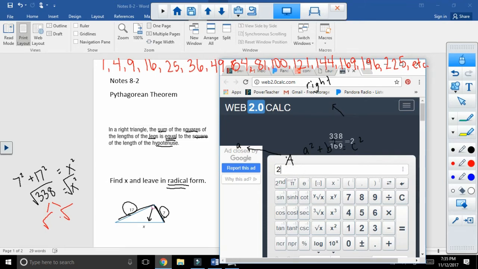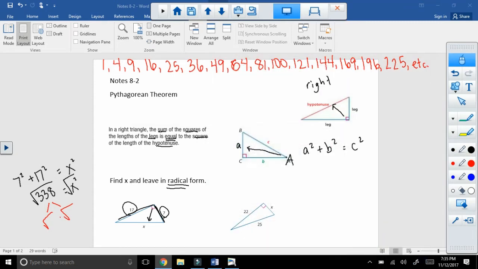169 does. So I would set this up to where I would write down that this is 169 times 2, and the square root of 169 is 13. So the exact answer to this side here would be 13 times the square root of 2.